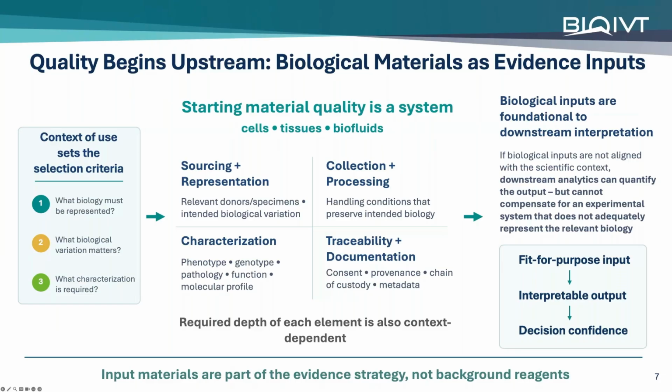The third element is characterization. The level of characterization should always follow the scientific need. Not every specimen requires every possible measurement, but if genotype affects a particular pathway we're studying, then genotyping becomes important. If tissue composition can alter the endpoint, pathology may be essential. And if we need to understand how a model compares biologically with human reference tissue, then molecular characterization may become an important part of the evidence package.